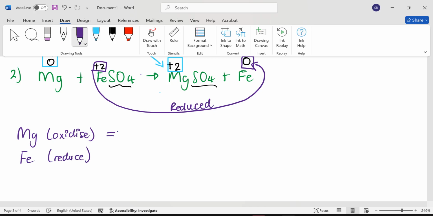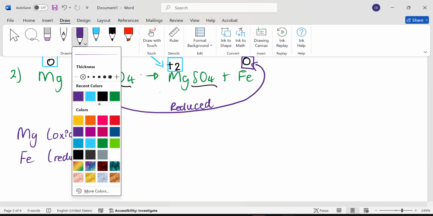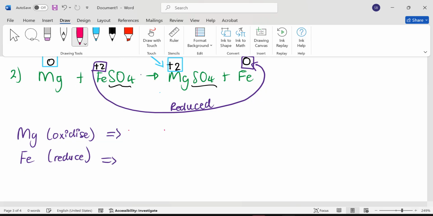Now the oxidation half reaction would then be, let me use a different color, say pink, so that would be Mg to give me Mg2 plus and 2 electrons. And then for the iron, because it's Fe2 plus, it would then be Fe2 plus and 2 electrons to then give me pure Fe.